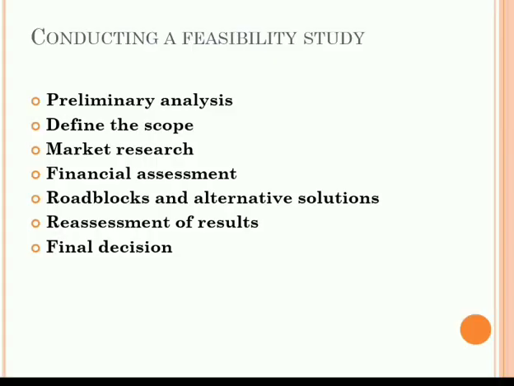In the next step, that is roadblocks and alternative solutions, we have to find what the roadblocks are in completion of the project, what things are not allowing us to complete the project in the given time and requirement. We have to find out these roadblocks, and we have to find different alternative solutions during the feasibility study, so that while actually executing the project, we can directly use the alternative solutions. Next one is reassessment of results. Reassessment of results is nothing but reviewing and analyzing all the data.